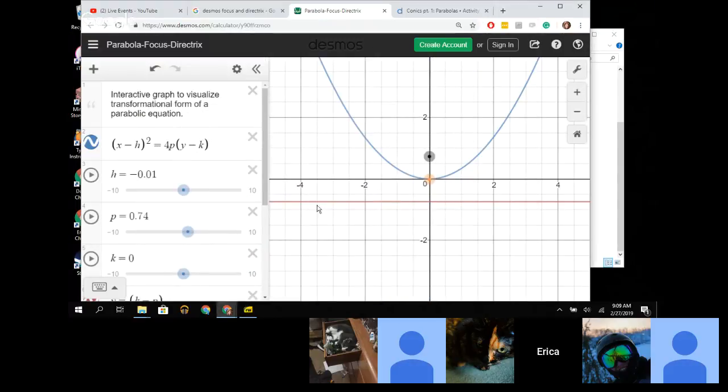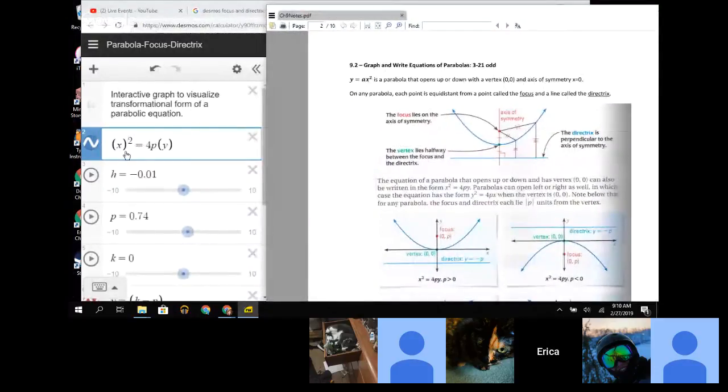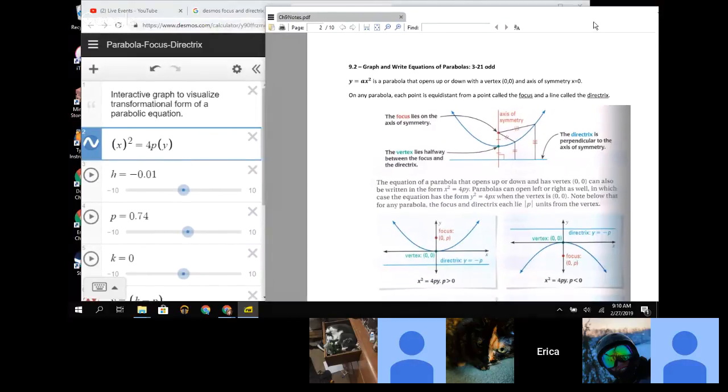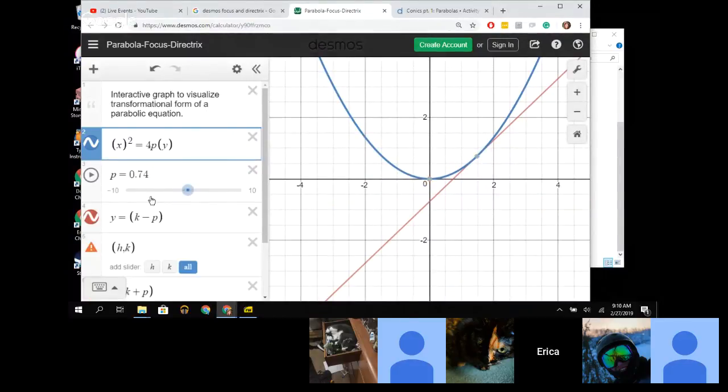Okay, so this is Desmos. What I'm going to do is simplify this equation up here, because the equation that we're using on our sheet looks like this. Right, we're using the simplified version of this. So you can see, if you pull up your notes, this formula right here, x squared equals 4py. That's the equation that we're working with in Desmos, okay? So we're going to ignore this h and this k. We don't need those two. So p represents some value. 4 times p equals that value that's in front of your y in your parabola.